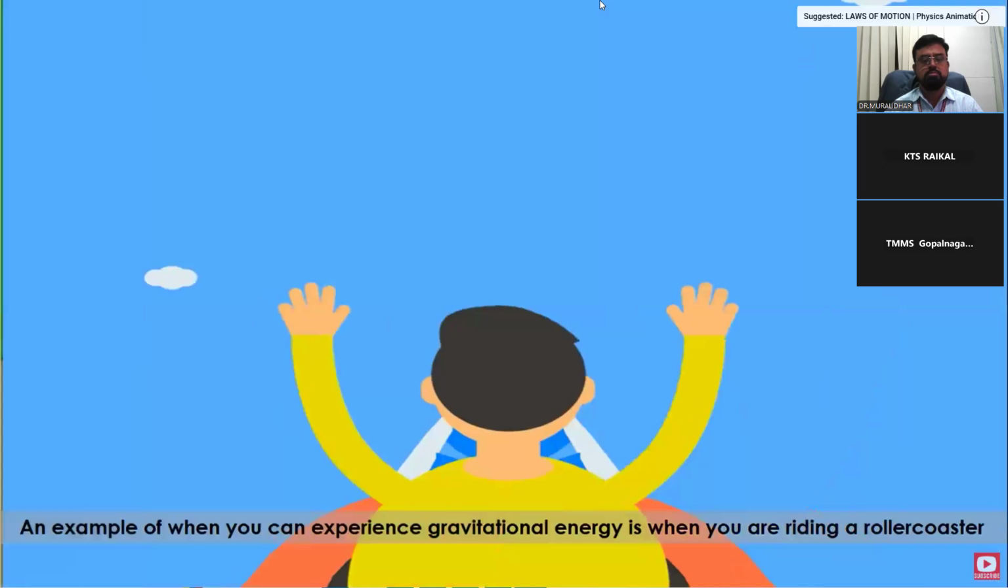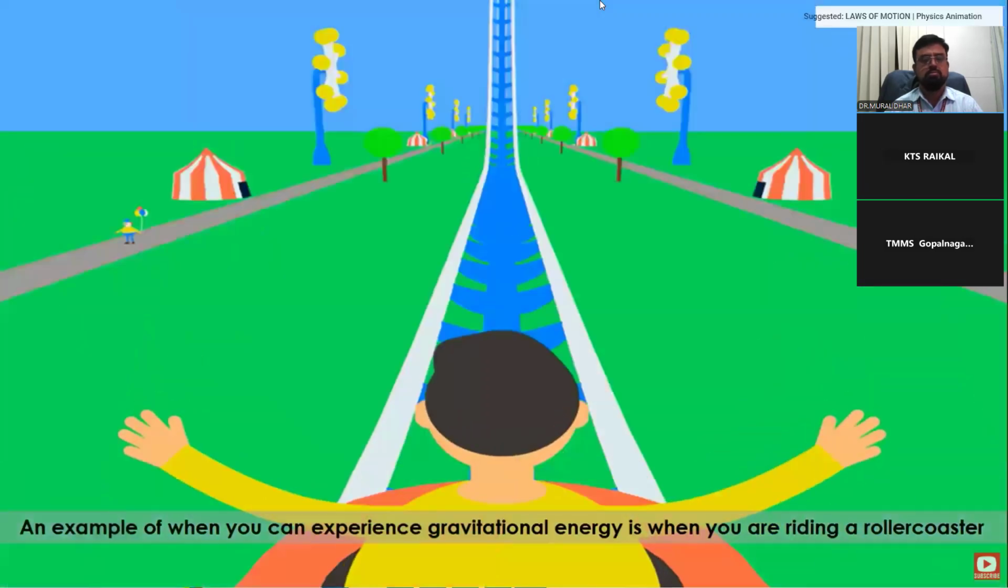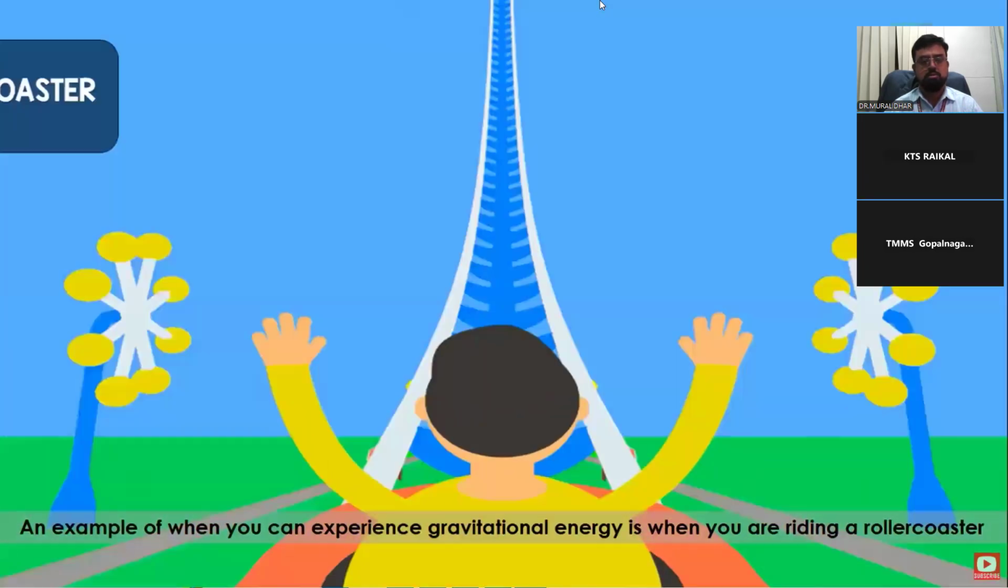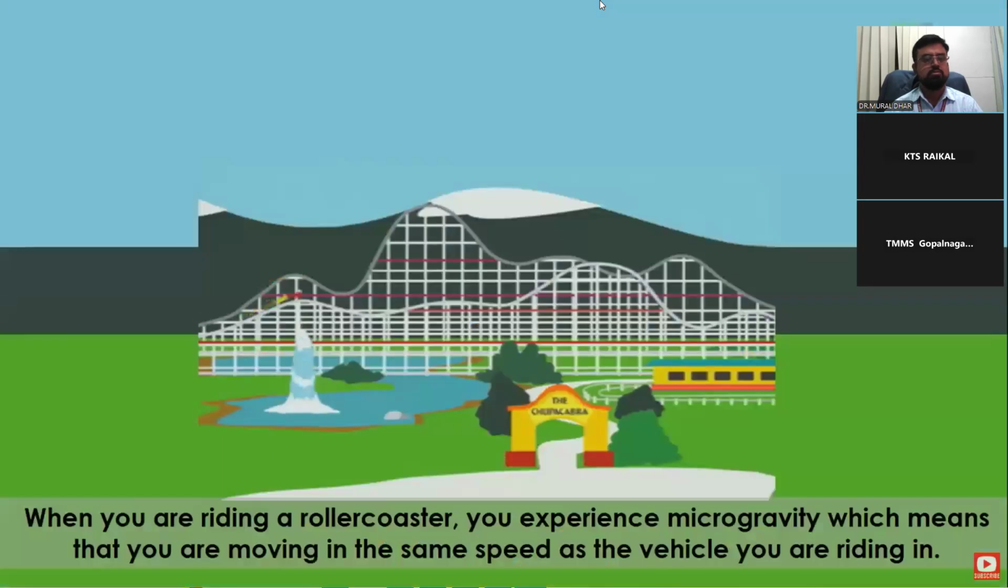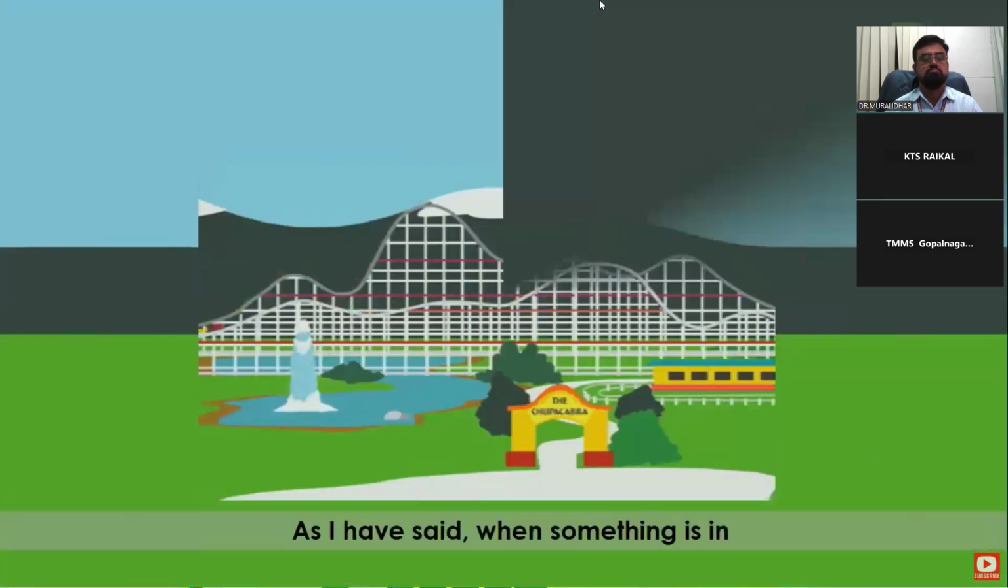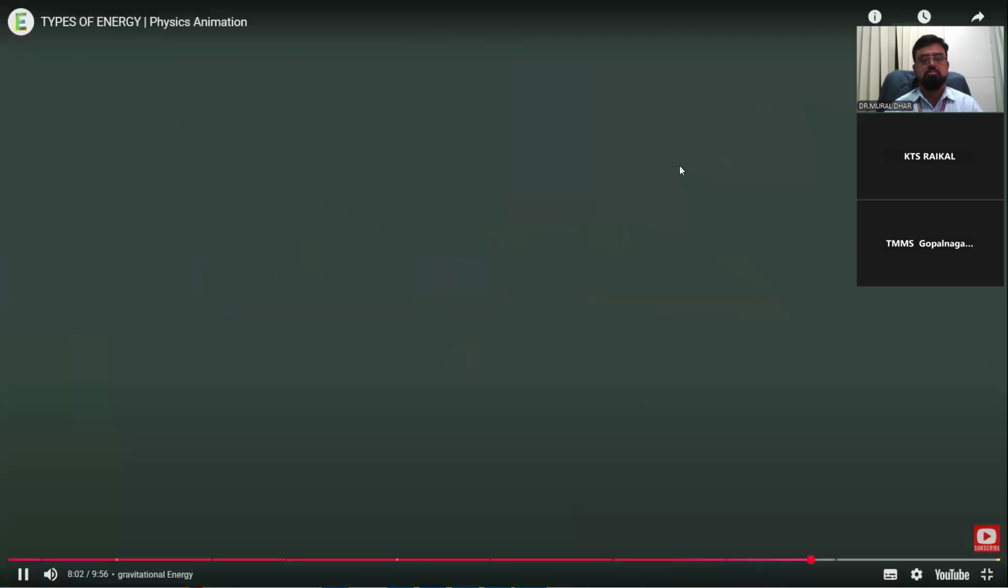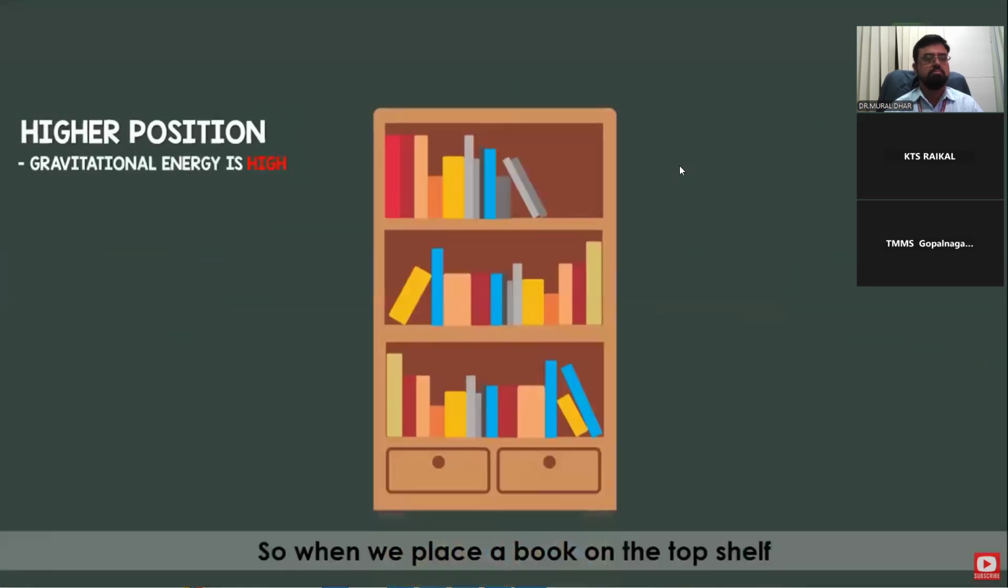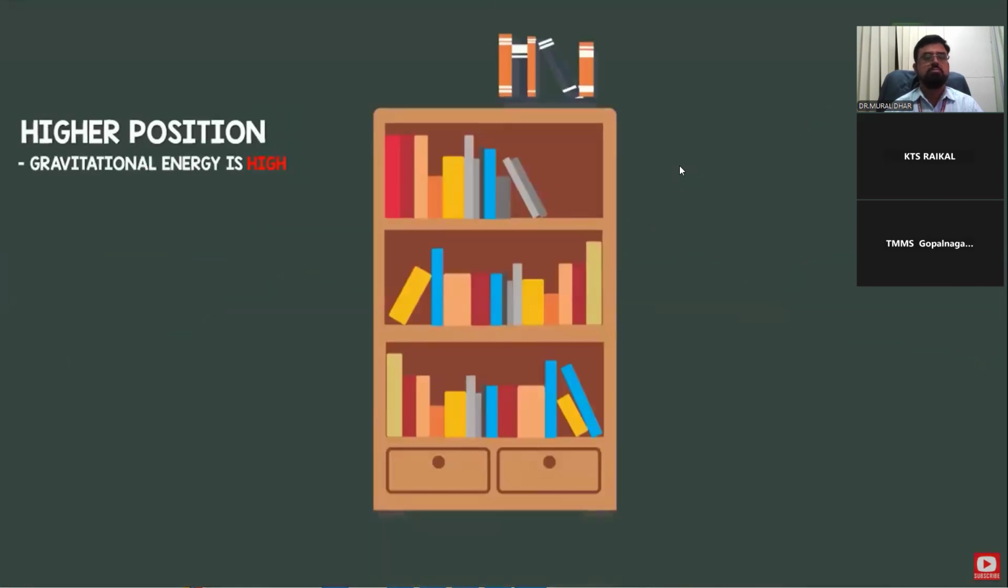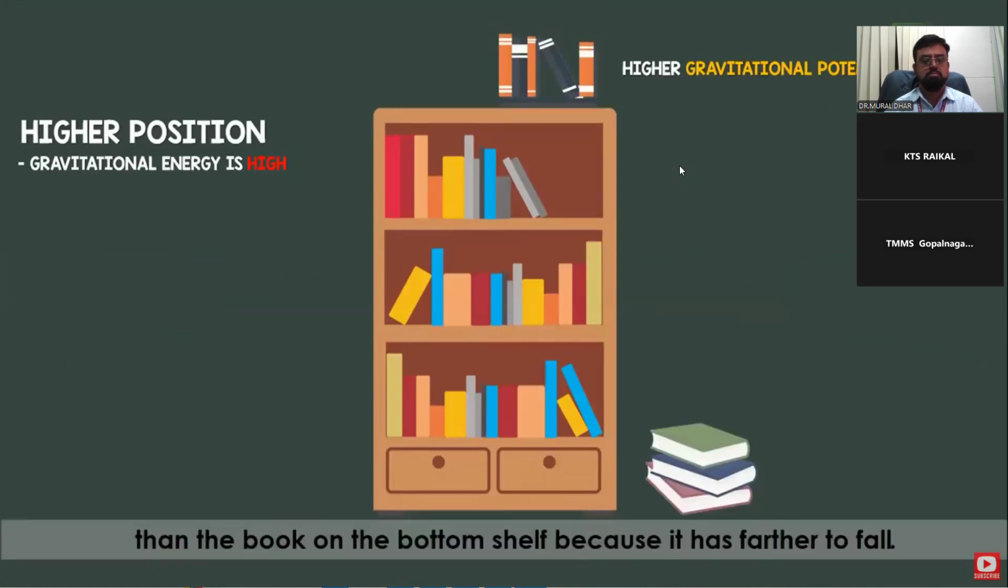An example of when you can experience gravitational energy is when you are riding a roller coaster. When you are riding a roller coaster, you experience microgravity, which means that you are moving at the same speed as the vehicle you are riding in. As I have said, when something is in a higher position, its gravitational energy is high. So when we place a book on the top shelf, it has a higher gravitational potential energy than the book on the bottom shelf because it has farther to fall.